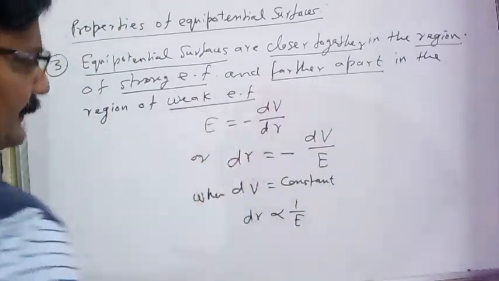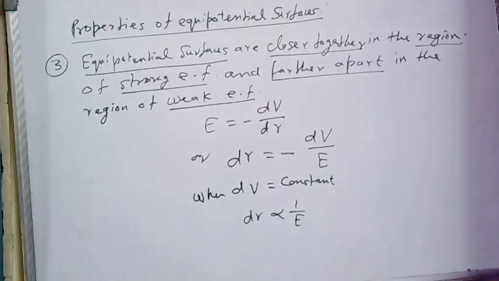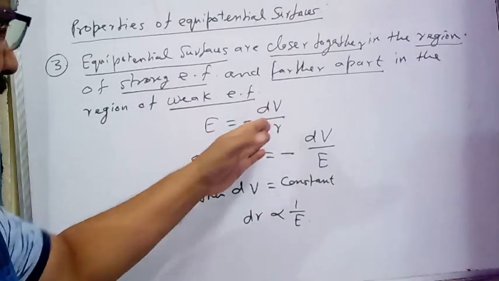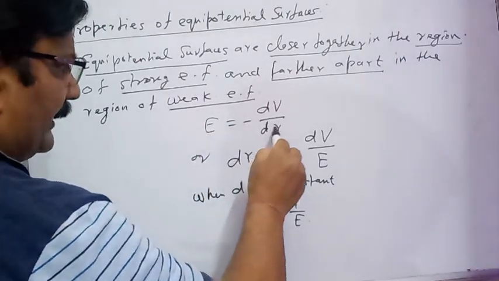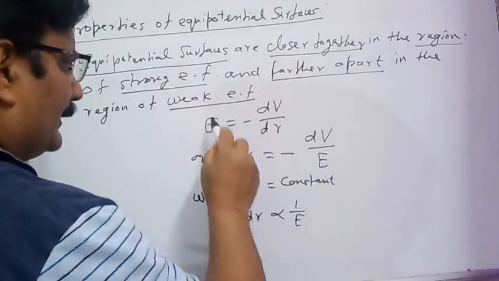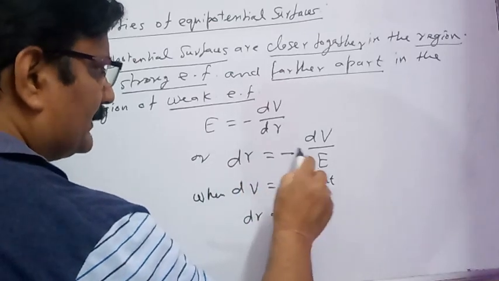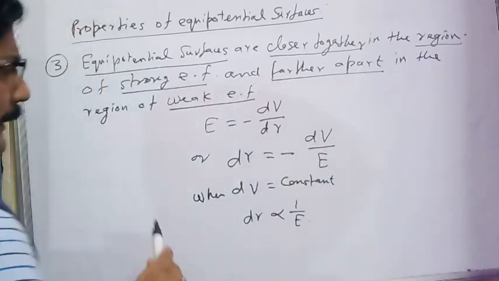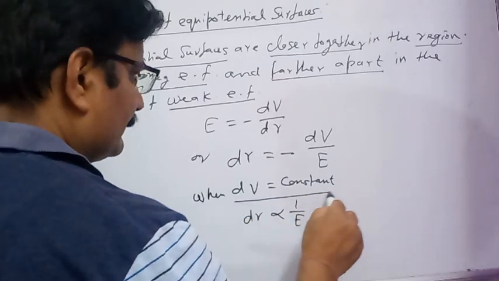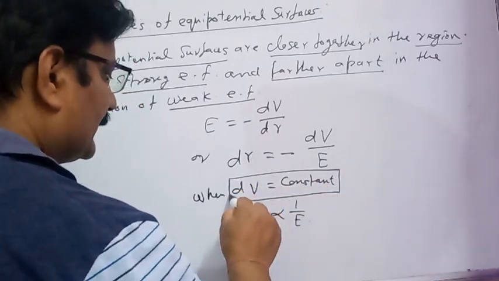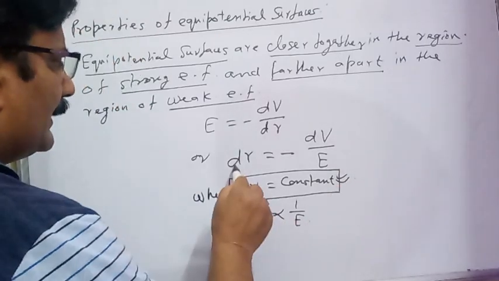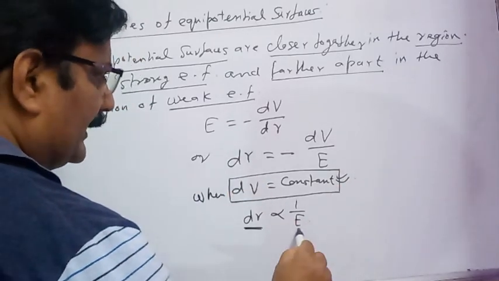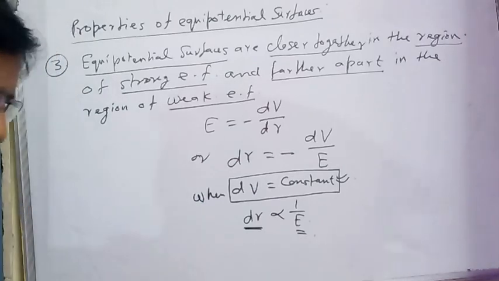of weak electric field. Students, by the relation between electric field and potential gradient, we have seen E is equal to minus dV by dr, or we can write dr is equal to minus of dV by E. If dV is a constant, it means change in potential is remaining constant. In that condition, dr is going to be inversely proportional to electric field.